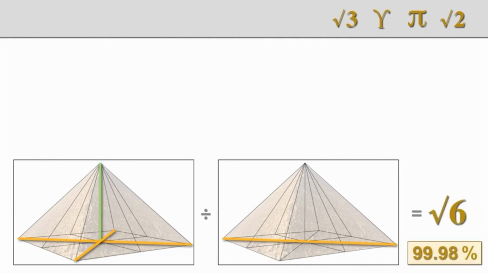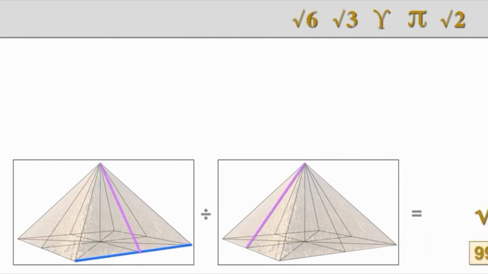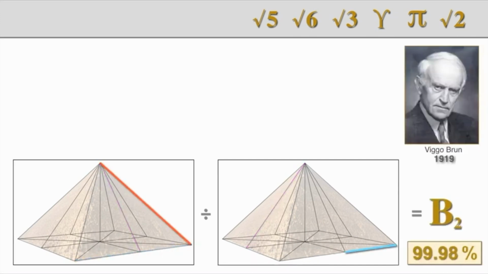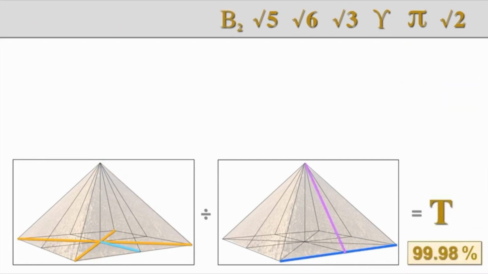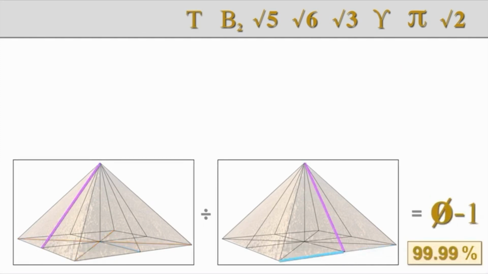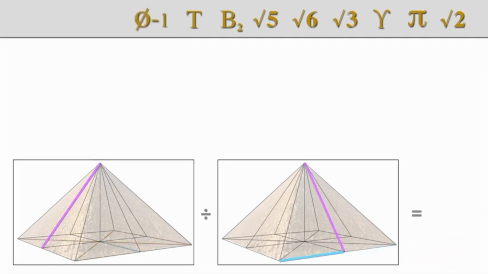This is square root of 6, square root of 5. Here's Brun's constant, not discovered until 1919, hugely significant in the field of prime numbers. Here's the Fibonacci constant, derived from a variant of the Fibonacci series. Here's the inverse of the golden ratio, phi minus 1. And here's phi itself from the Fibonacci series.